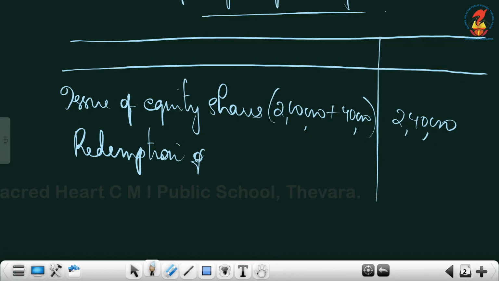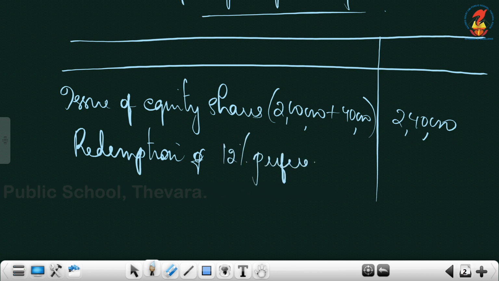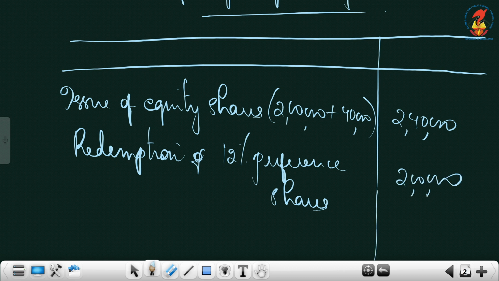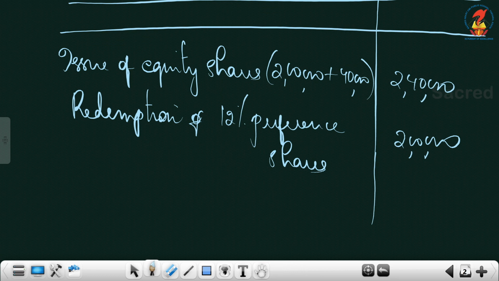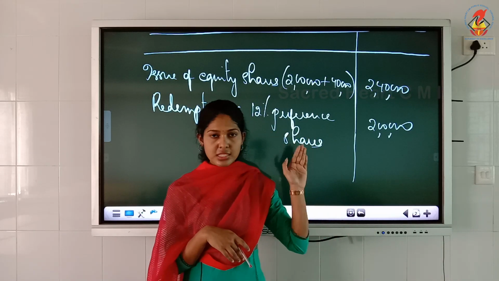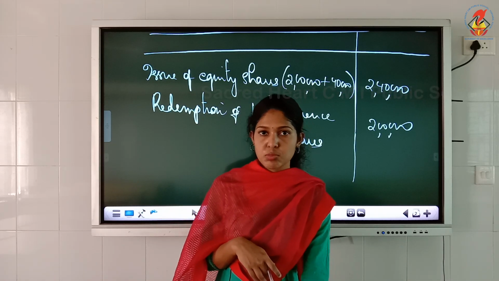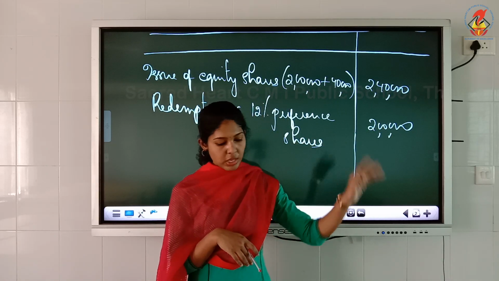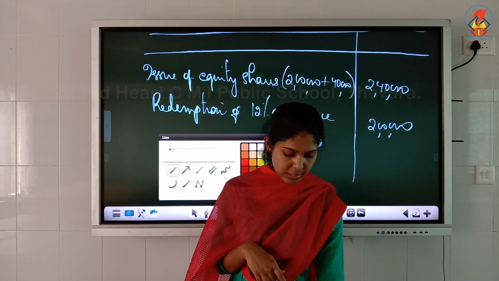Redemption of 12% preference shares. The rate is 12%, so write the name of preference shares like this. The amount you have redeemed is the difference, that is 2 lakhs. The dividend we will consider when we take adjustments. There is no problem even if you add dividend with this 2 lakhs. It is done like that in your textbook. They have added dividend with this 2 lakhs. You can also do it that way, but I will be taking it as a separate item.